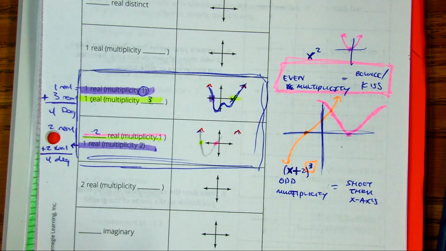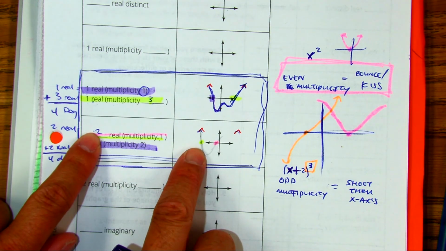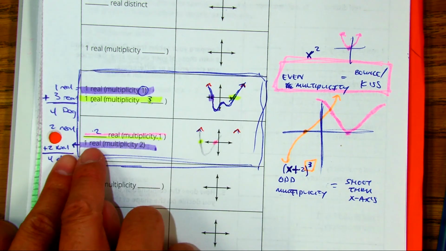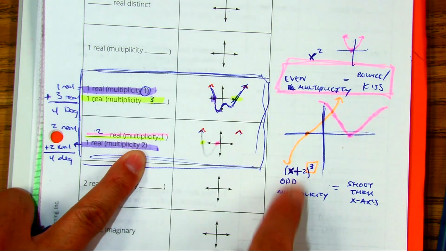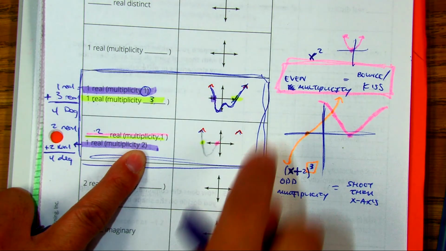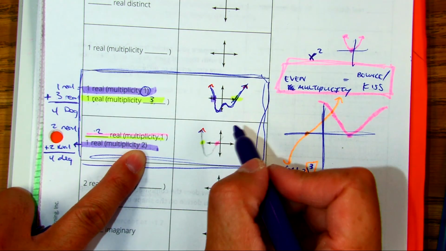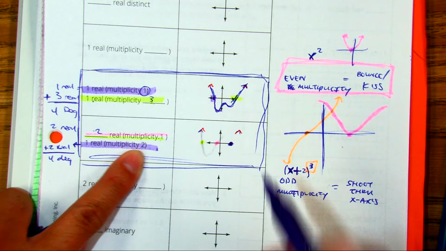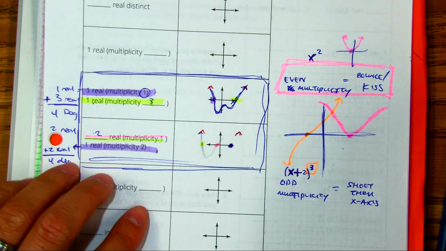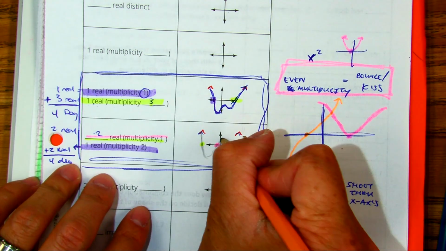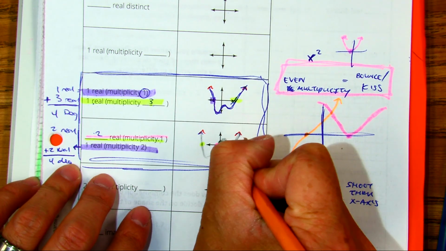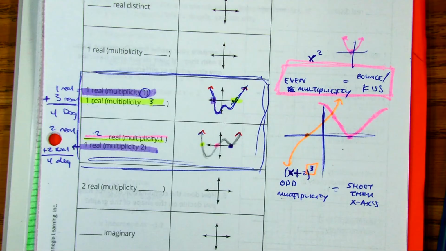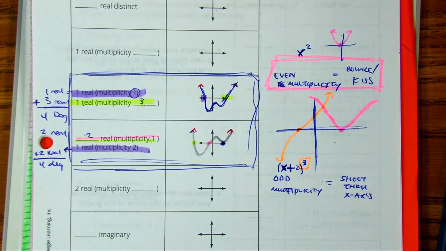So that's 1 real, 2 reals, and then it says 1 real with a multiplicity of 2. Multiplicity 2. Even or odd? Even. So you get to do what? Bounce or kiss. Okay, there's purple. So let's sketch it. And you get to do a bounce. You see it? Okay, so those are 2 examples of how to do the quartic.